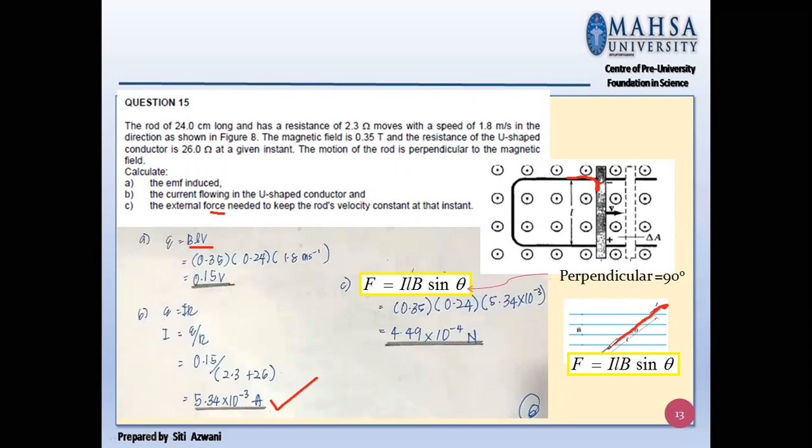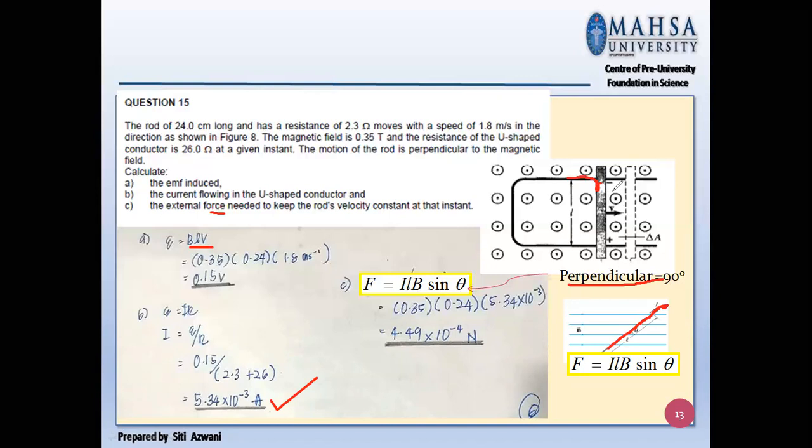So how to calculate the force? We have the formula F equals ILB sine angle. Your conductor is perpendicular to the B direction: B is out of the page and your conductor is to the right, perpendicular to each other. So sine 90 is 1. Then solve for the force, ILB. Then you got the force. Is it okay? That is how to calculate the magnitude.